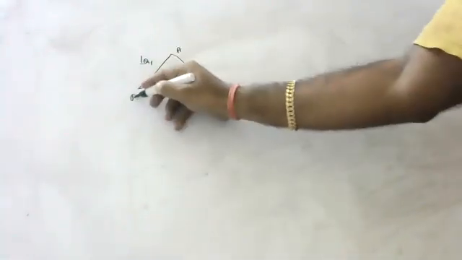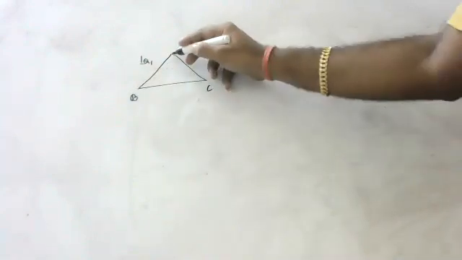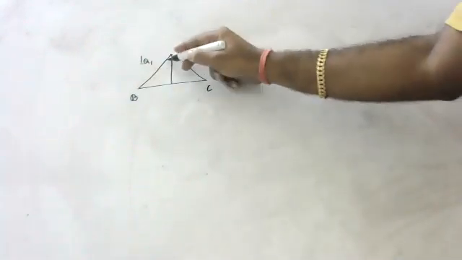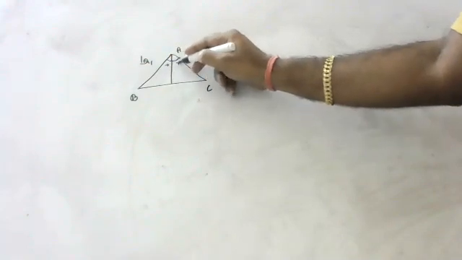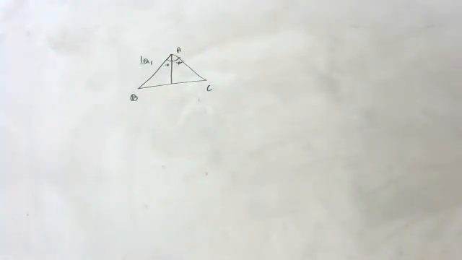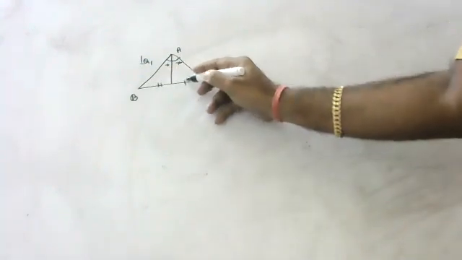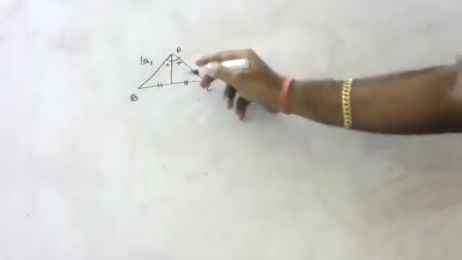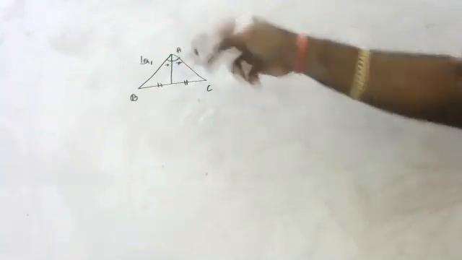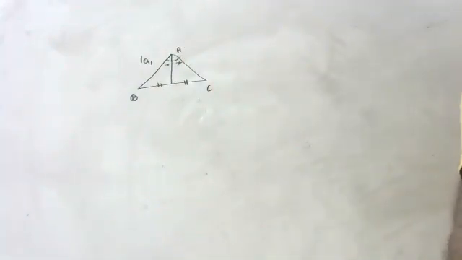Children, this is A, this is B, this is C. If the bisector of vertical angle, this is the vertical angle, bisector of the vertical angle of a triangle bisects the base also. Right, understand, children? If the bisector of vertical angle of a triangle bisects the base, prove that it is isosceles.